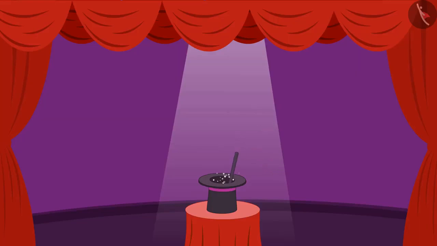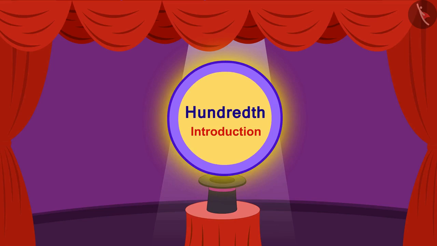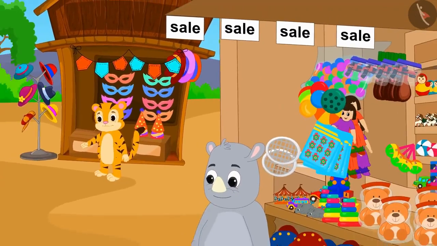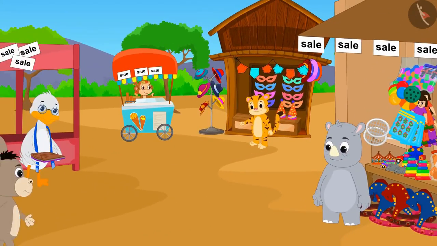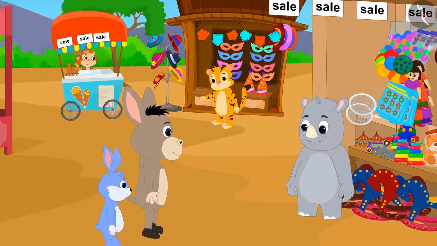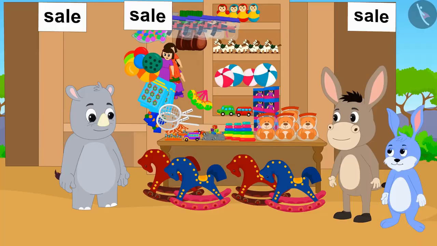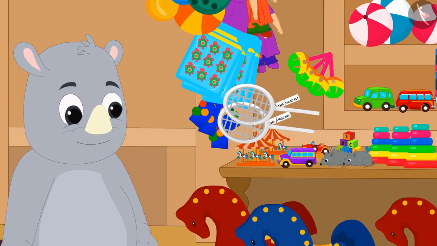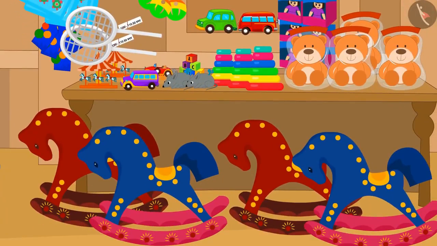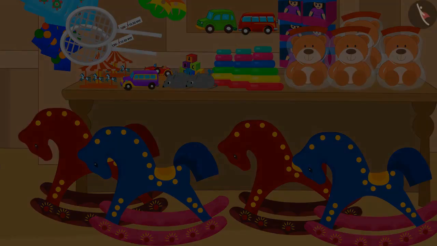Hello children! In this video, we will learn about what is hundredth. There is a sale going on in several places in the Champapur market. Bunny and Bhola have come to the market to shop. First, they have come to Gaggu's shop to buy toys. There is a huge discount on toys at Gaggu's shop in the sale.